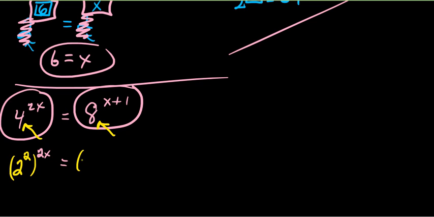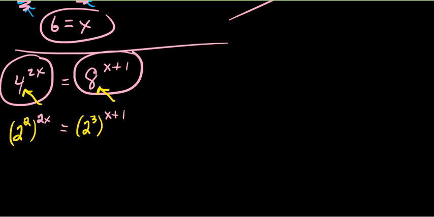8 is 2 cubed. And so that actually becomes 2 cubed to the power of x plus 1. Everyone see that? That's our first step. And from there, when we eliminate these brackets, we want to use our exponent laws. This becomes 2 to the power of what? 4x, that's right, because you multiply these two together.